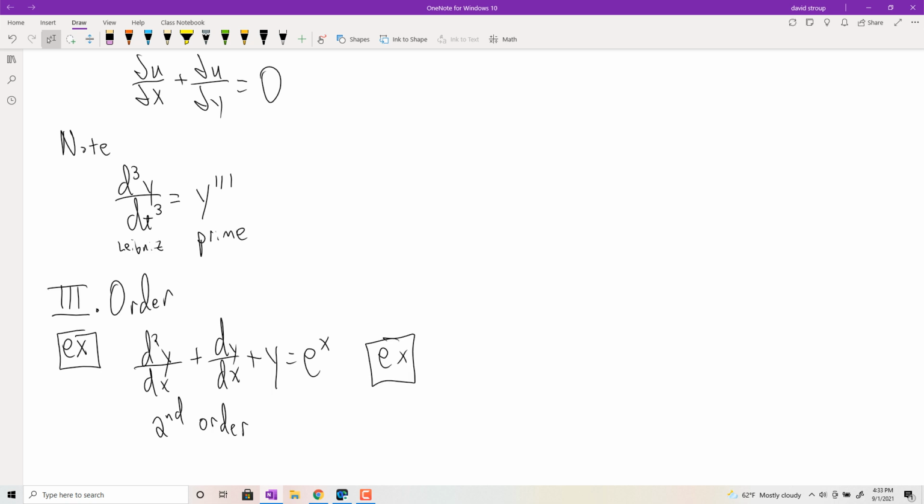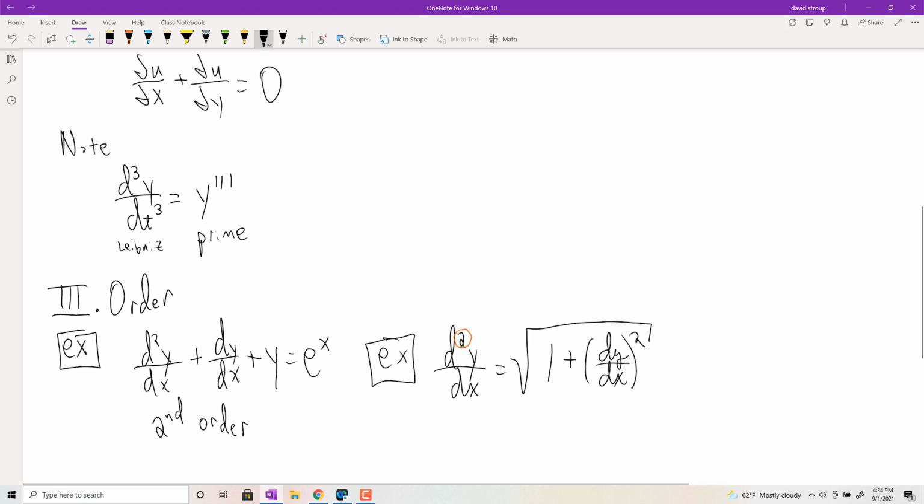Another example, and this one may be kind of weird. It's nonlinear. I'll talk about what that means in a second. But anyways, the second derivative of y with respect to x equals the square root of 1 plus the derivative of y with respect to x, squared. So that just literally means dy over dx times dy over dx. It's not in order. So the highest derivative in this case is going to be the second derivative here. So again, this will be second order.